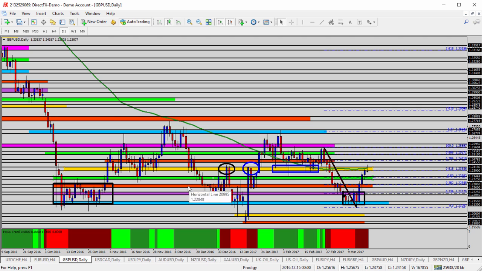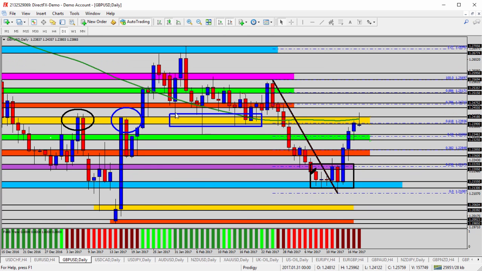Moving over here to the GBP USD, it's the same scenario. We see the black circle and the blue circle back here on the left-hand side, where the yellow shaded area is 1.2390, 1.2418 or so. You can see resistance there. If I zoom it in a little bit, you can see this wider blue rectangle also showing support.